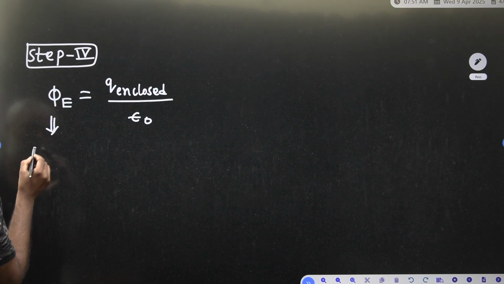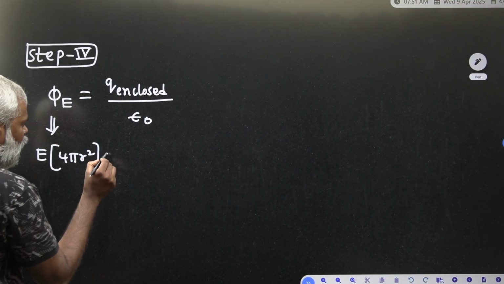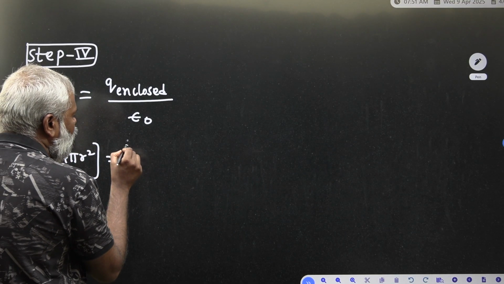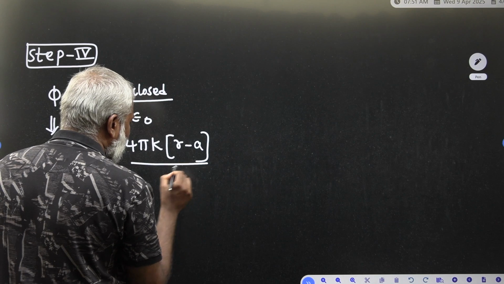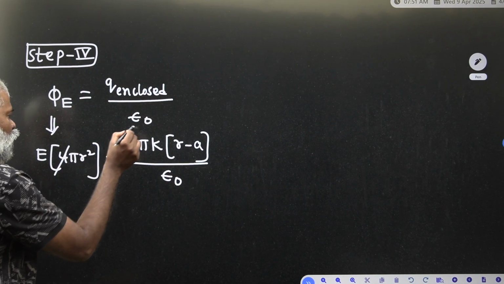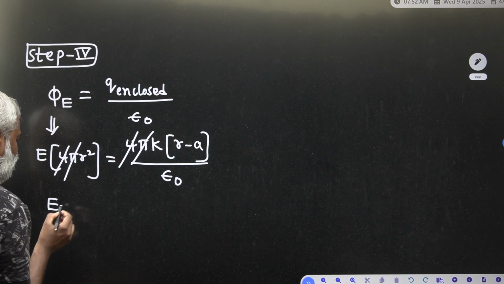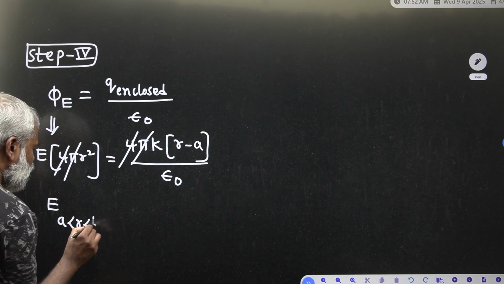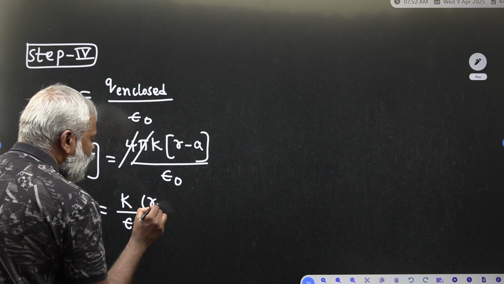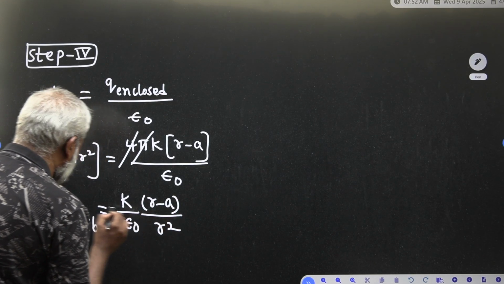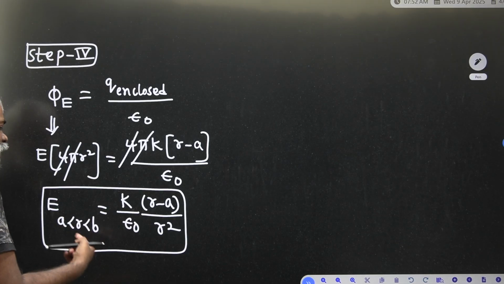What is your electric flux? Your electric flux is equal to E into 4 pi r square, correct, which is equal to the charge enclosed through a Gaussian surface, 4 pi k into r minus a, divided by epsilon naught. What are the things there? 4 pi, 4 pi, 5 pi... the common terms get cancelled. Therefore, the electric field when a is less than r is less than b is equal to k divided by epsilon naught into r minus a divided by r square. This is the electric field for the case a is less than r is less than b.